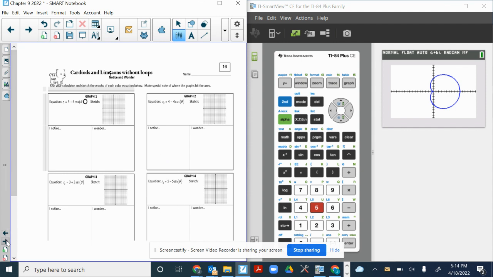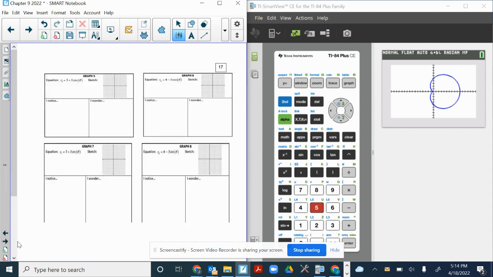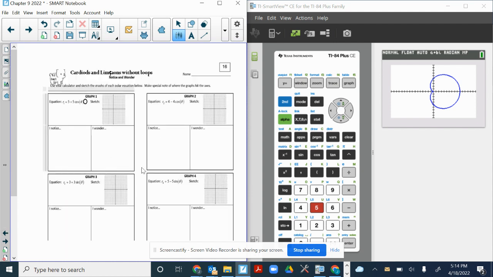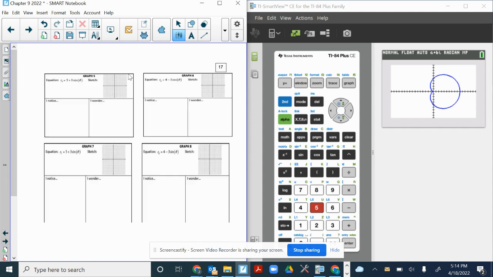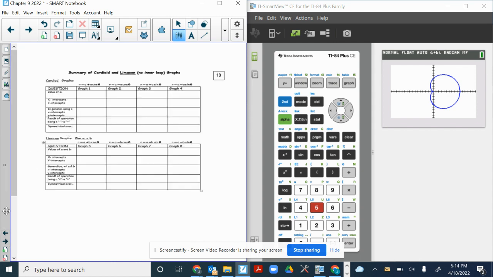Do that for these 4 graphs, then do it for these 4 graphs, and I'll tell you they're grouped together. These first 4 are all the same type of graph. I'll tell you they are cardioids, and the second 4 are limacons. Once you have all those together, I want you to go to page 18 and fill out these, so you can see the different formats. They're all a plus a cosine theta, a minus a cosine theta, a plus a sine of theta, a minus a sine of theta, with your a value from each graph. And when they say graph 1, graph 2, that's from the previous 2 pages.